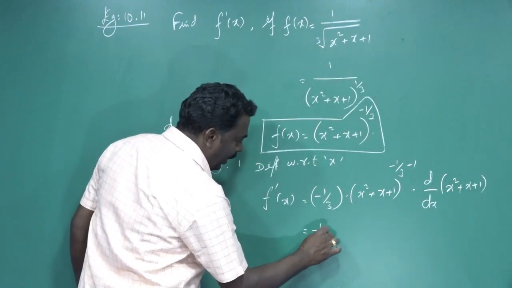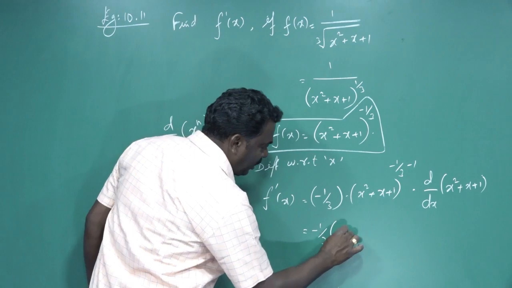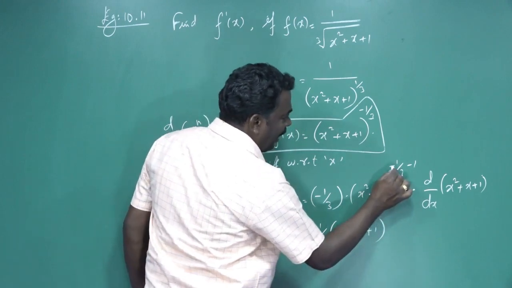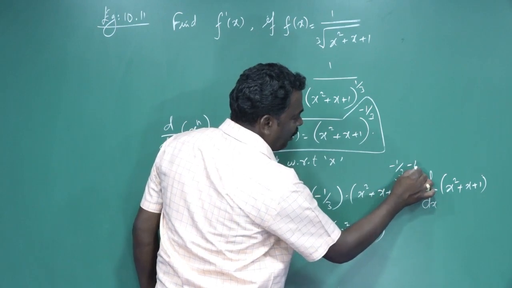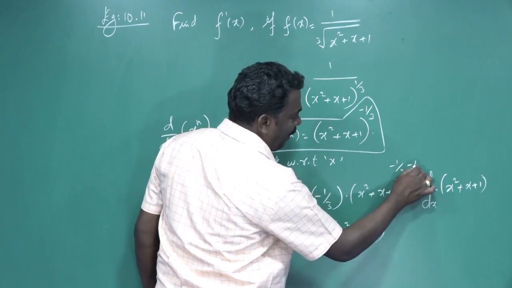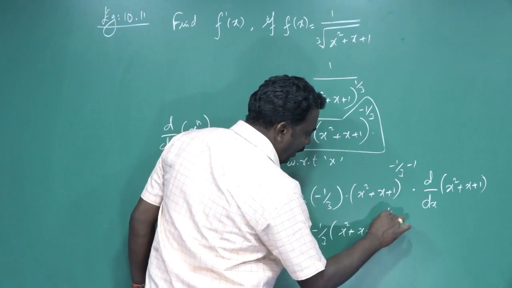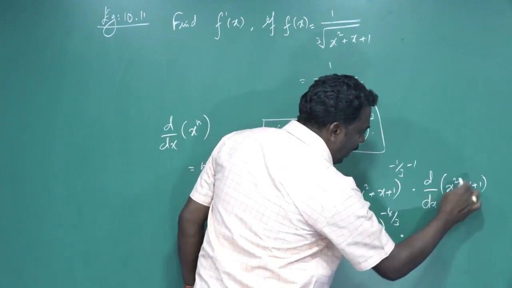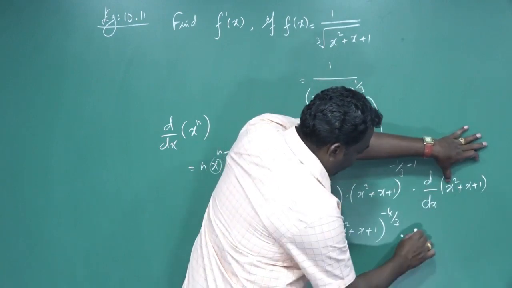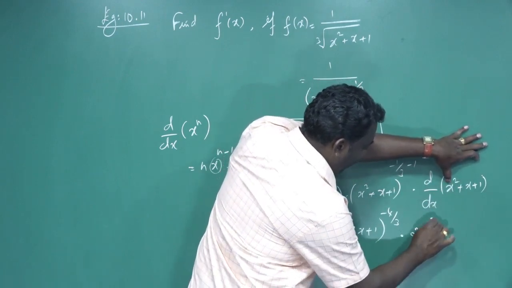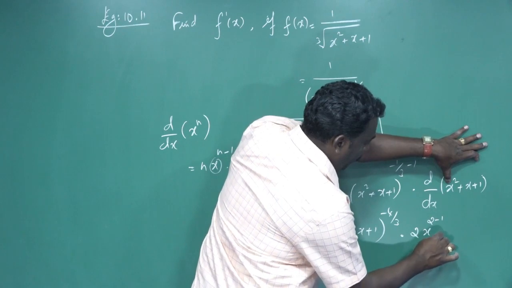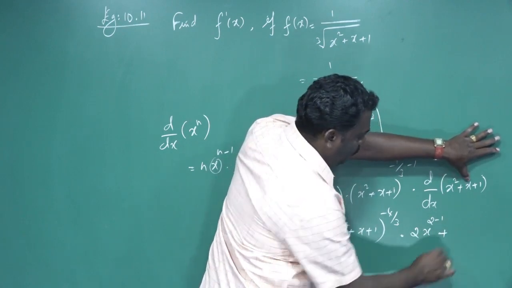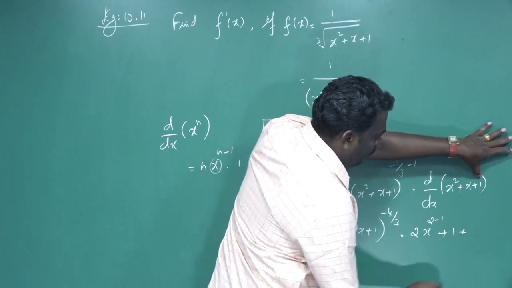That is equal to minus 1 by 3 into (x square plus x plus 1) whole power, and multiply minus 1 minus 3, minus 1 minus 3 is minus 4 by 3, into differentiate within the bracket term. x power n form gives 2 into x power 2 minus 1, then plus differentiation of x with respect to x is 1, plus 1 as a constant term is 0.